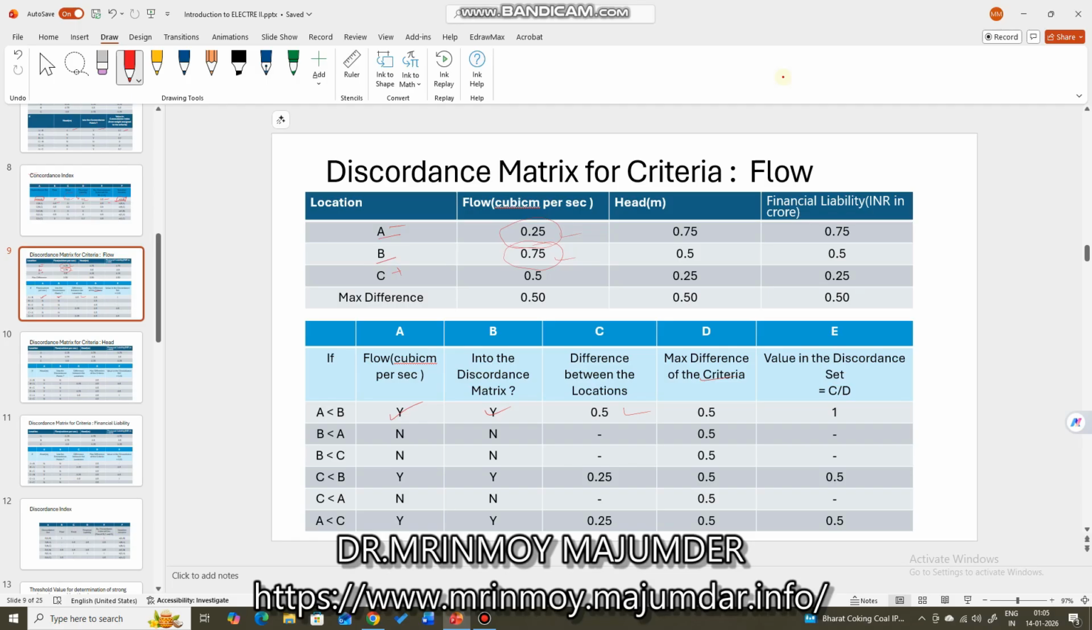Don't forget that. Now what the discordance set will carry is this one, C by D. C is the difference between the locations. D is the maximum difference for that criteria. C by D here will become 1 actually. So 1 will be added into the value of the discordance set, or rather it is the discordance index.